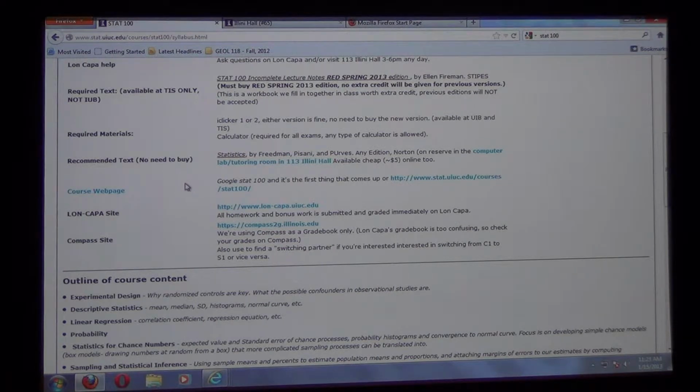You don't really need to buy a special calculator. How many of you have some kind of calculator? Okay, if you don't, you can buy a cheap one. Unless you like those graphing calculators, you can buy one of those. This recommended text is nice, but you don't need it, and we can provide it to you. So that's how much this course is going to cost.